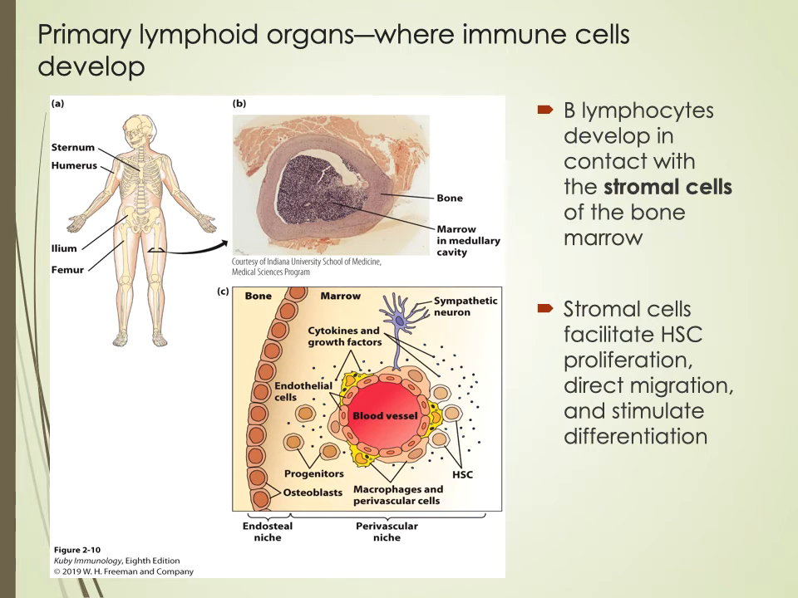Okay, so the B lymphocytes are going to develop in contact with stromal cells that are present in the bone marrow. The stromal cells are support cells, so they're going to facilitate proliferation. They're also going to direct migration and stimulate differentiation. We're going to talk more about this process later on in the semester when we talk about B cell development. I just want you to understand that stromal cells are the support cell in the development of B lymphocytes.